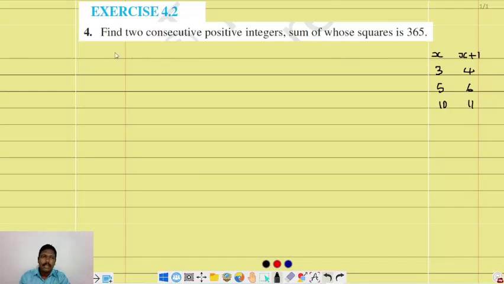So let the consecutive positive integers be x and x plus 1.